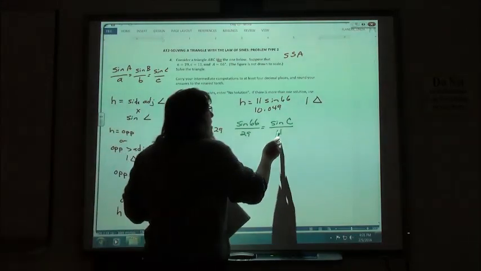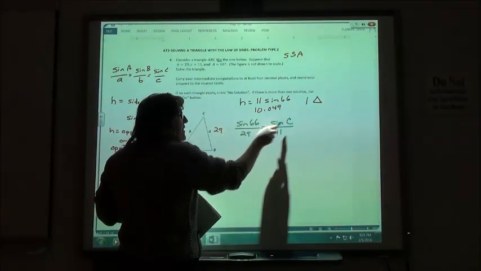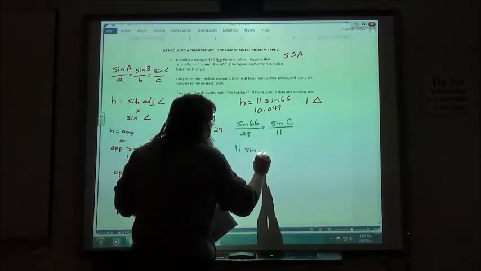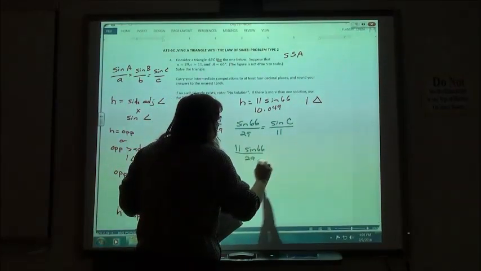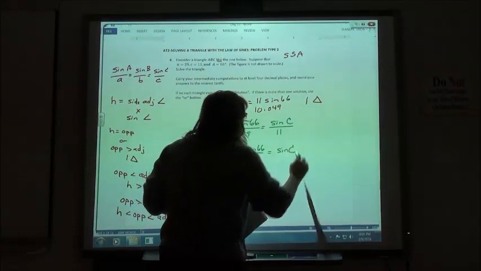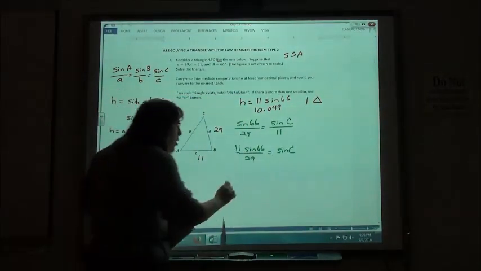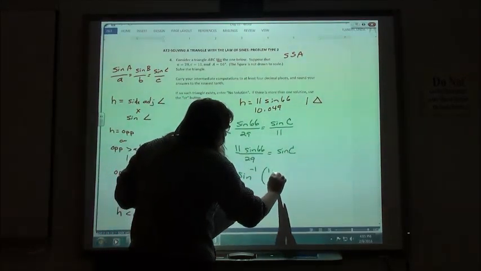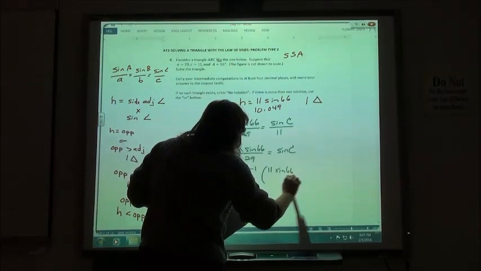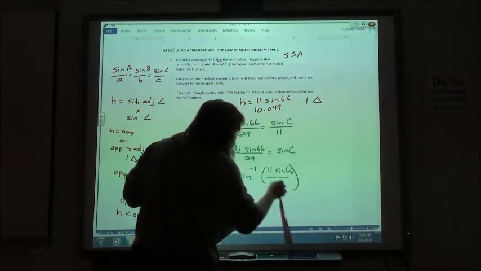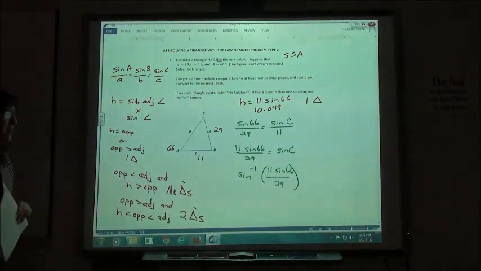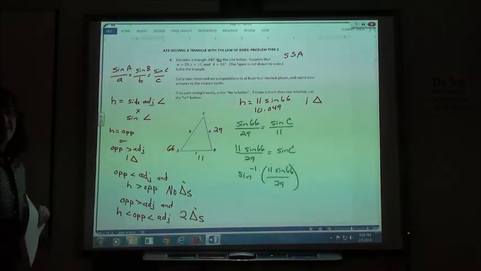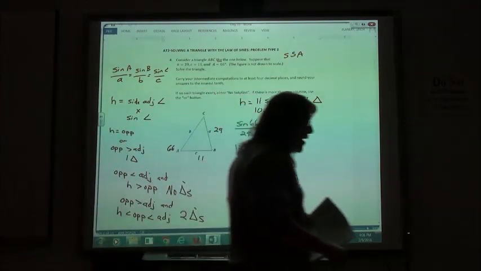Cross multiplying here, this would be times this to get the C by itself, and so I'm going to say 11 sine of 66 over 29 equals the sine of C, and so on our calculator we're going to do the inverse sine. The inverse sine of 11 sine of 66 over 29. You may or may not need the parentheses depending on your calculator. I like to put the parentheses there just in case because it doesn't hurt and I know it's going to work out better that way.